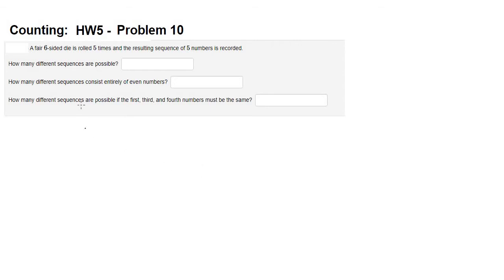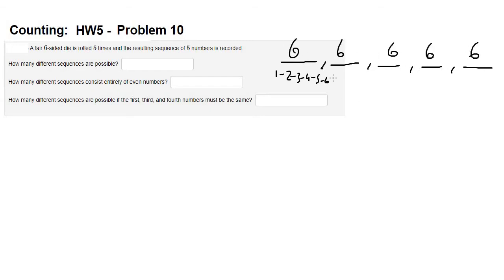Problem number 10. A fair 6-sided die is rolled 5 times and the resulting sequence of 5 numbers is recorded. How many different sequences are possible? So we have 5 coordinates that we need to fill. For the first coordinate, we have 6 options from 1 through 6. Likewise, we have 6 options in each coordinate. So it's going to be 6 to the 5.